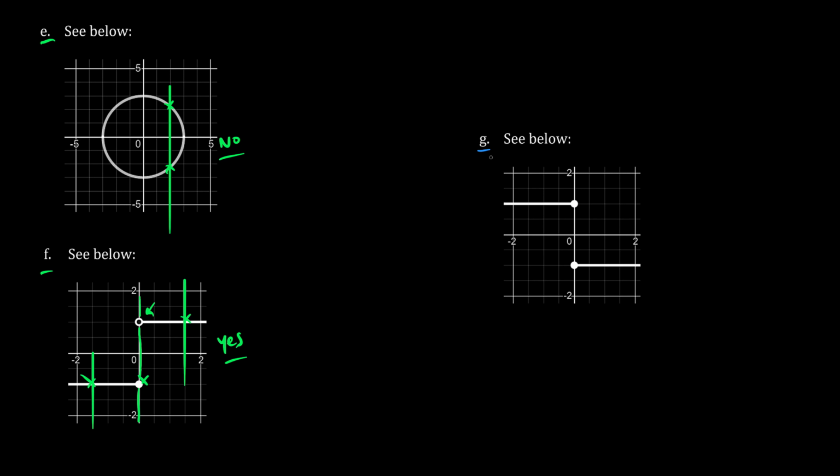And finally, for G, when you drop a vertical line here, it appears to be a function, same as here. But as you go down the middle, we hit once here, because that's a solid dot, and we hit again here. So there are two collisions. So we'll say no, it's not a function.